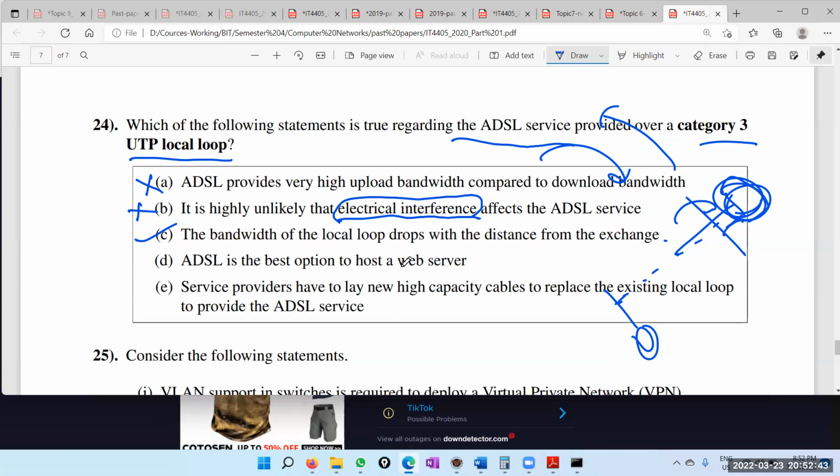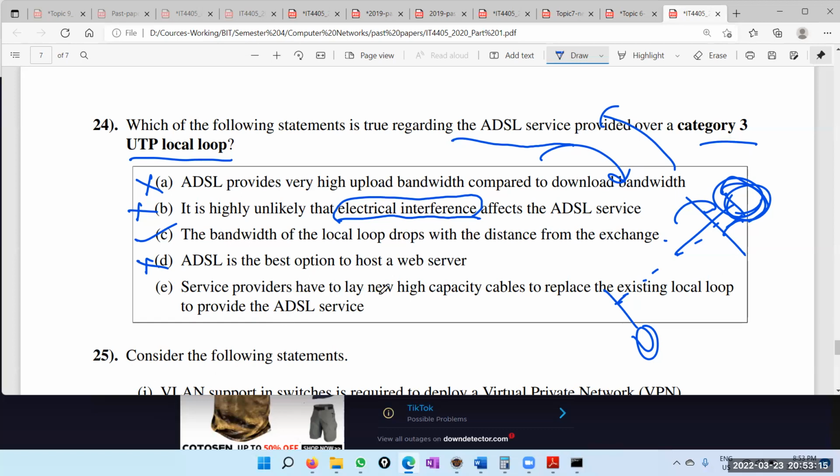ADSL is the best option to host a web server. No, why? In ADSL, you have high download bandwidth and low upload bandwidth. So if you are a web server, you have to do the upload. People are requesting from you. So therefore, ADSL is a terrible option if you are hosting. Okay. So then you better go for fiber optics, because with fiber optics we get a very high, at least the same sort of bandwidth, upload and download.